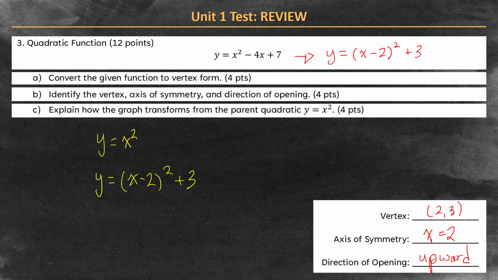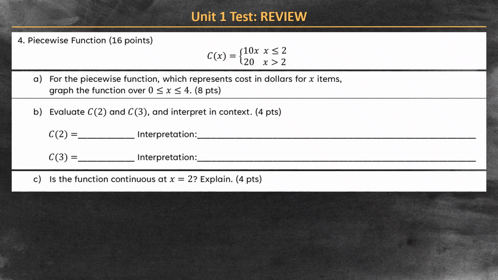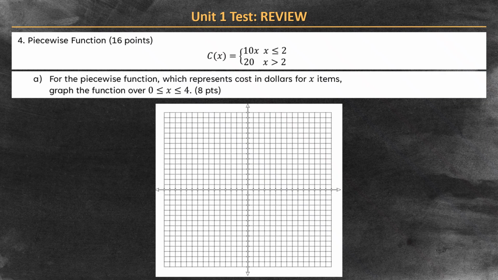Let's move on. Question number 4, we have a piecewise function. C of x is equal to 10x when x is less than or equal to 2, and C of x is equal to 20 when x is greater than 2. Let's start with A. For the piecewise function, which represents cost in dollars for x items, graph the function over x between 0 and 4 inclusive.